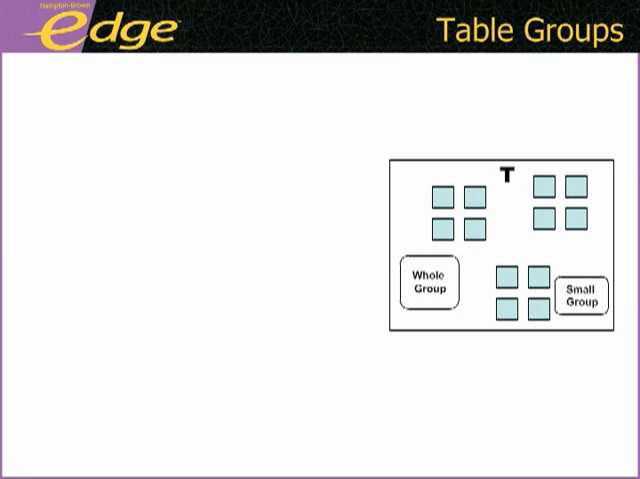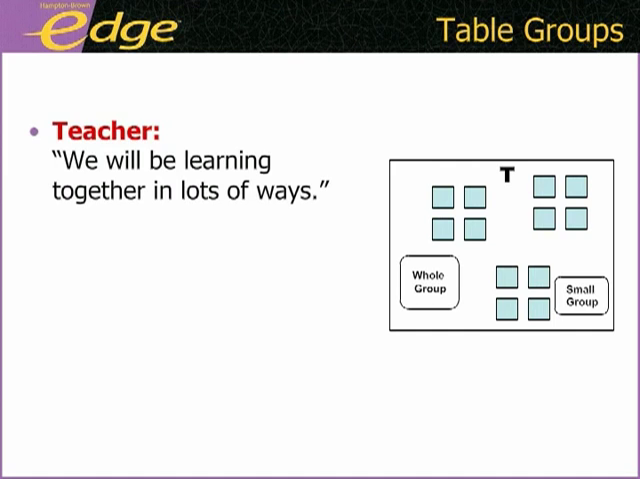When classrooms are arranged in table groups with a small group area and a whole group area, it's as if the teacher is saying, "We will be learning together in lots of ways. Sometimes we'll meet as a whole group to learn, other times I'll sit with a few of you at a time to learn together, and sometimes you'll sit at your tables and work together."